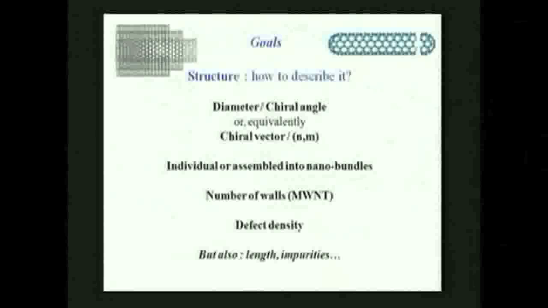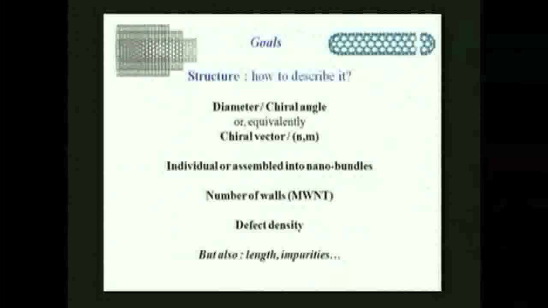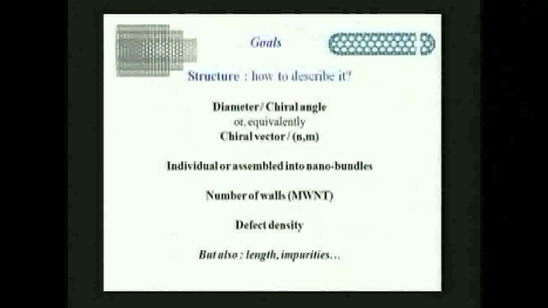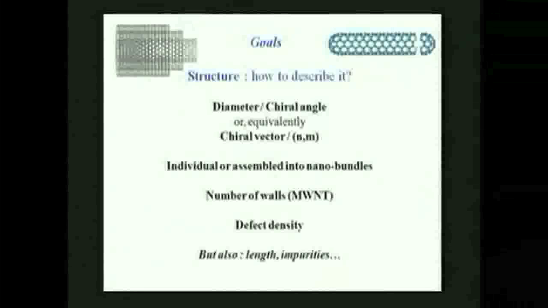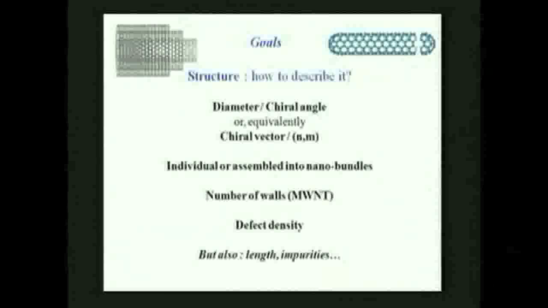So now we conclude on the structure. The question we asked at the beginning of the course is, how can we describe the structure? The answer is, if you want to define accurately the structure of one particular nanotube, you have to know the diameter and the chiral angle. But an equivalent way to describe the structure is just to define the chiral vector with the n, m integers. So in the following, when we speak about one particular nanotube, either we will give the diameter and the chiral angle, or we will give two integers, n and m.